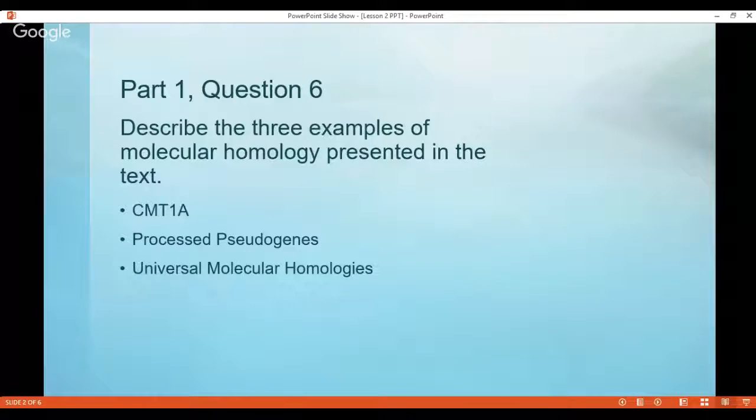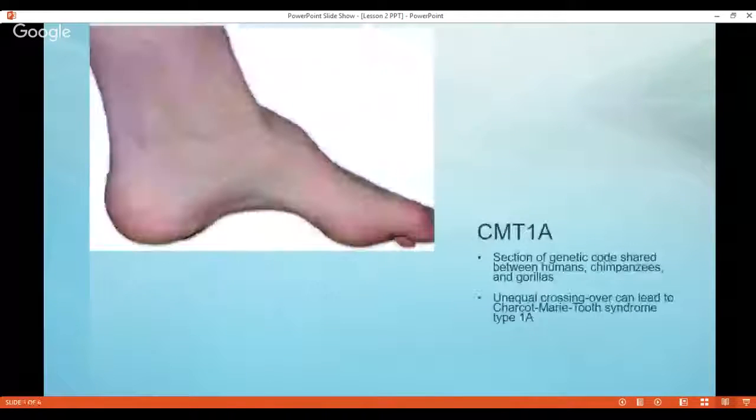And there they are. The first example was CMT1A, which is just a section of genetic code that is shared between humans, chimpanzees, and gorillas. The issue with the code is when there's unequal crossing over, it can lead to Charcot-Marie-Tooth syndrome type 1A. And Charcot-Marie-Tooth syndrome affects both, from what I understand, motor and sensory nerves. It causes weakness when you would perform motor skills, so breathing, speaking, and then of course it also can cause slight deformations, especially in the feet. So there's a picture of a foot that's a little maldeformed.